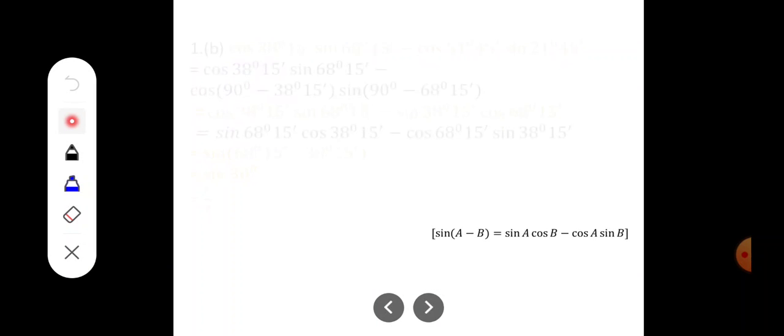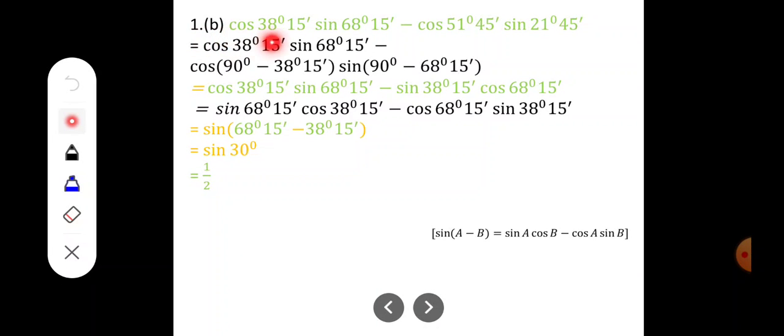Next, question number 1b, cos 38 degree. We need to find the value of this expression: cos 38 degree 15 minute, sin 60 degree 15 minute, cos 1 degree 45 minute, sin 21 degree 45 minute. We know 60 minute equals 1 degree. We need to make this term and this term similar to this term and this term, so we need to simplify one of these. I want to simplify this and this.